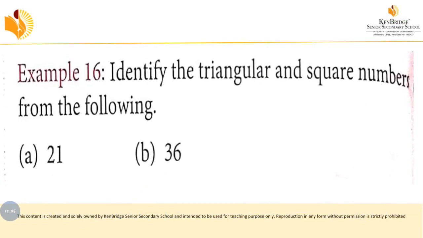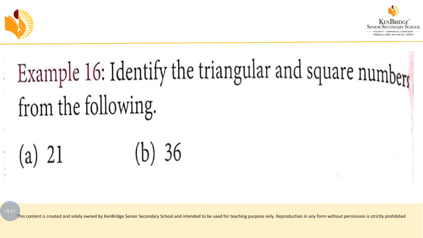So here is Example 16 from your book. The question is, identify the triangular and square numbers from the following. Two numbers they have given and we are going to identify whether the given number is a triangular number or a square number. Okay. So already I told you, for a triangular number you have to count from 1, and for a square number you have to check whether the given number is a square of any number or not. Okay. So let's start.